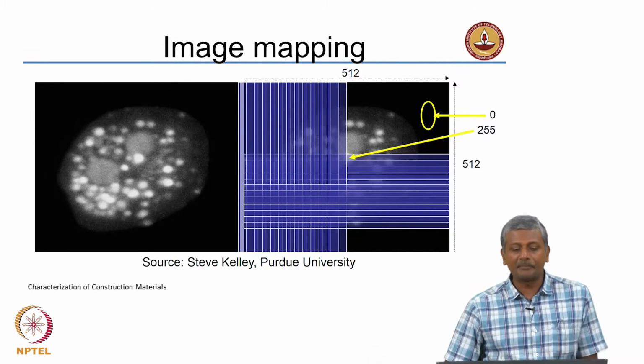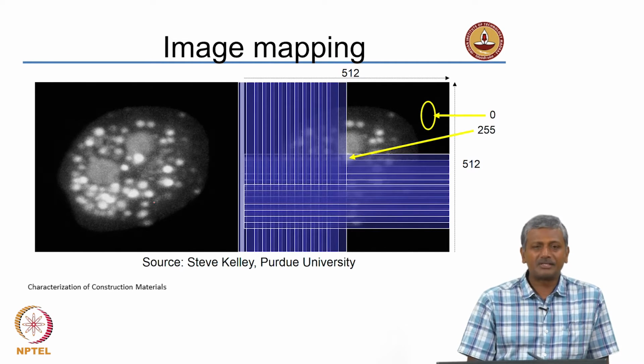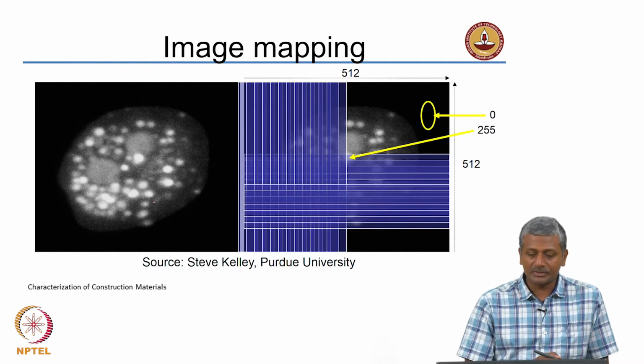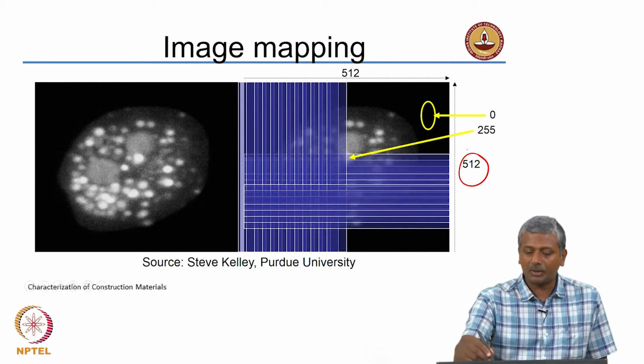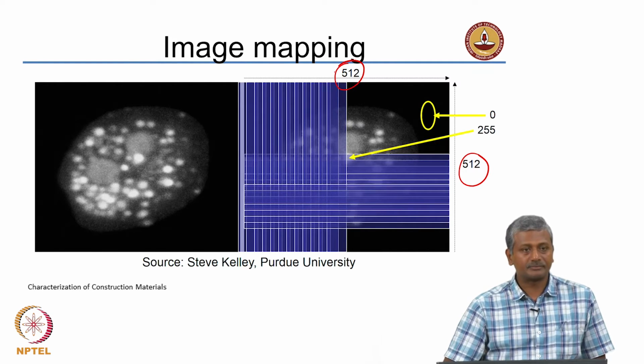So, again this is an example of image mapping. You have your original image on the left, a biological sample for instance, and here you are overlaying that with this 512 by 512 matrix. You have a 512 by 512 pixel matrix. Okay. So, that means how many megapixels is this image?